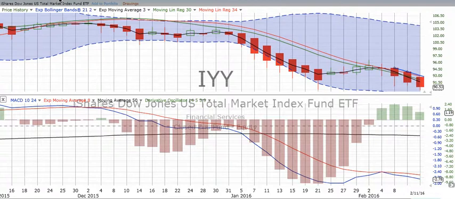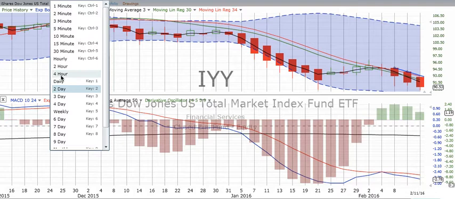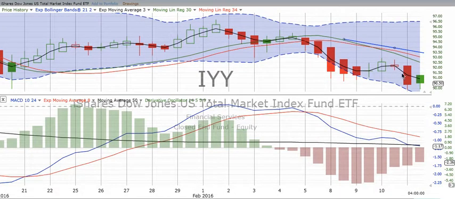So we've got the market in a strong, this is the total market, that's what IYY stands for. It's the iShares Dow Jones US Total Market Index Fund. It is in a strong down move. Now, if we want to look at the intraday chart, what happened during the day, a huge down move in the morning, a little bit of an up move in the afternoon.